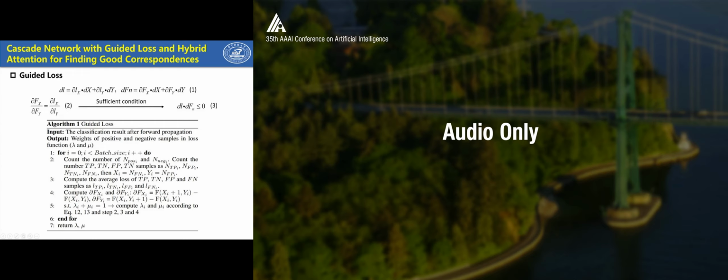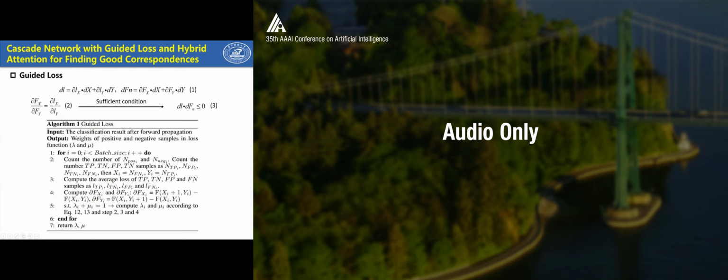The algorithm of guided loss is presented in this slide. The input of guided loss is the classification result after forward propagation. The output of guided loss is the weights of positive and negative samples in the loss function, which are lambda and mu. For each image pair of a batch, we count the number of N_pos and N_neg, and also count the numbers of N_TP, N_TN, N_FP, and N_FN. Then we compute the average loss of TP, TN, FP, and FN samples.